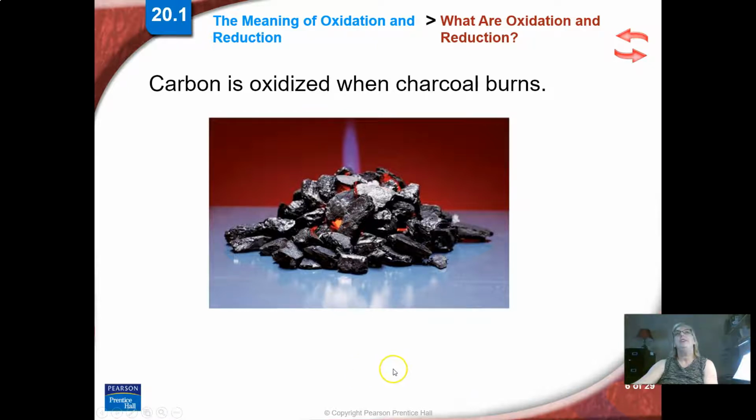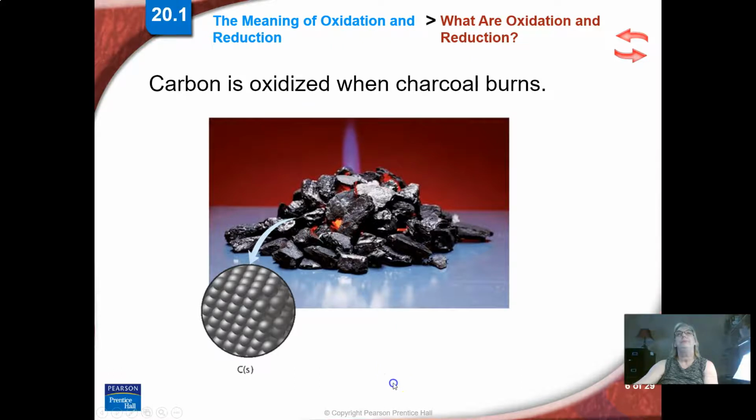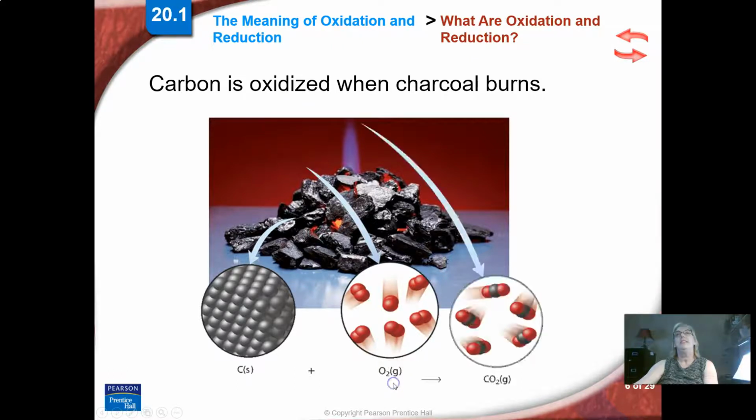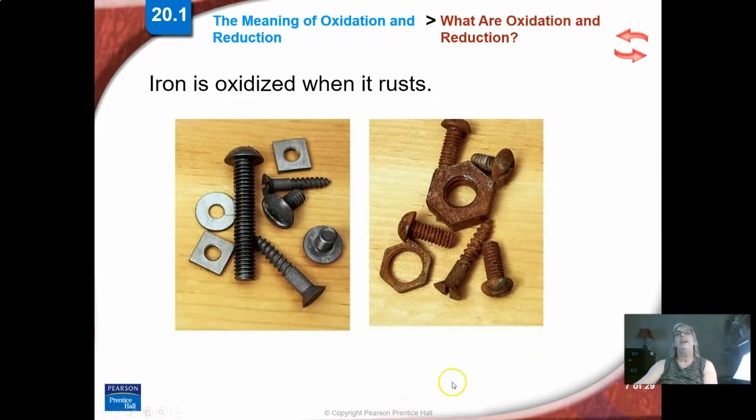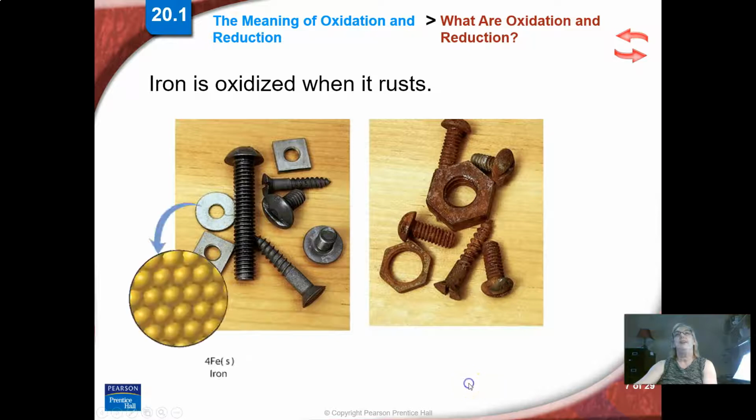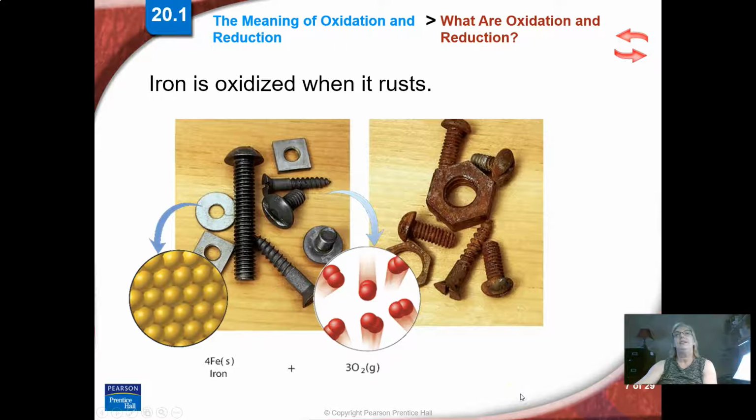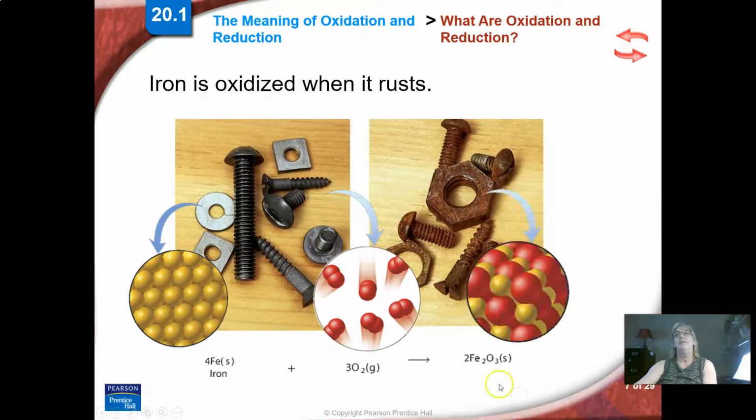Carbon's oxidized when charcoal burns in air. We have carbon, we have oxygen in the air, and we form CO2. Another oxidation, another combustion reaction. Iron can oxidize in air because it'll turn into rust. We have the iron, oxygen attacks it in the air, and we form rust, which is this formula right there.